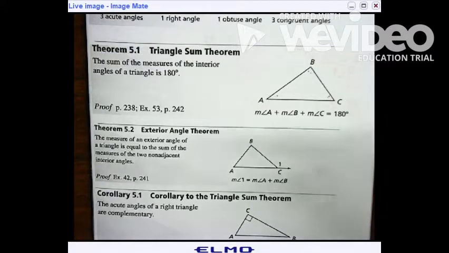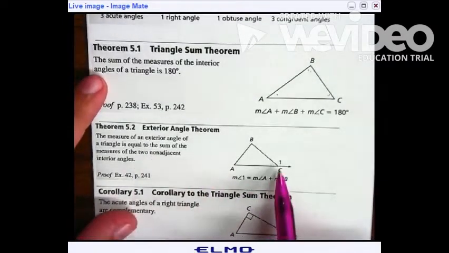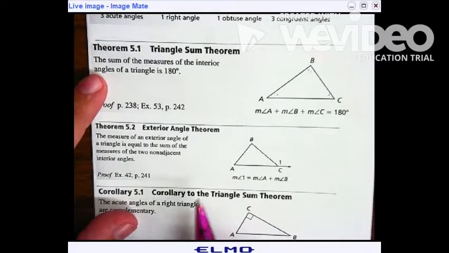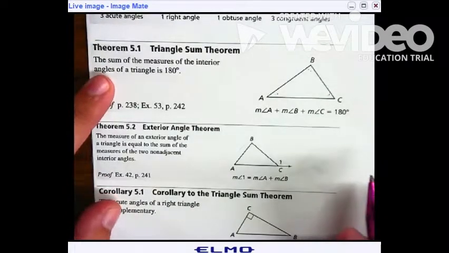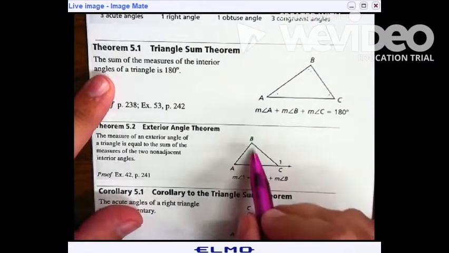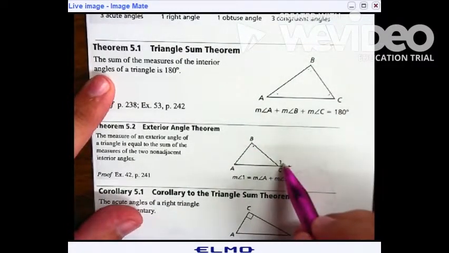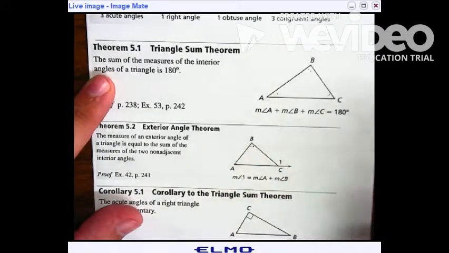All right. Exterior angle theorem. This one is probably going to be new. What this says is the measure of an exterior angle of the triangle is equal to the sum of the measures of the 2 non-adjacent interior angles. Another way that you might hear this referred to is these are the remote interior angles. So angle A and angle B are not adjacent to angle 1. So what this says is that angle A plus the measure of angle B equals the measure of angle 1.